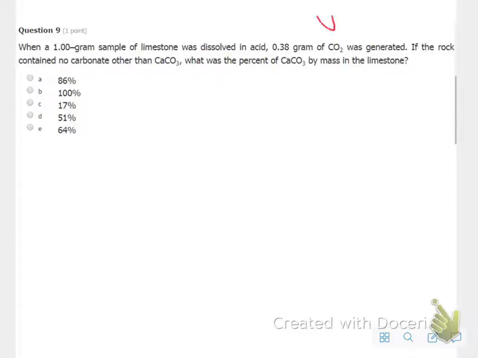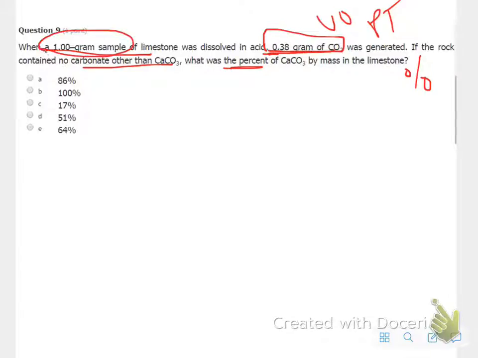Okay, so I'm still on the Unit 0 practice test, and I'm starting with question number 9. When I have a 1 gram sample of limestone dissolved in acid, I produce 0.3 grams of carbon dioxide. If the rock has no other calcium carbonate, what was the percent by mass of limestone? So I need to figure out how much calcium carbonate generates this much carbon dioxide, and then from there I can figure out the mass using this actual yield.